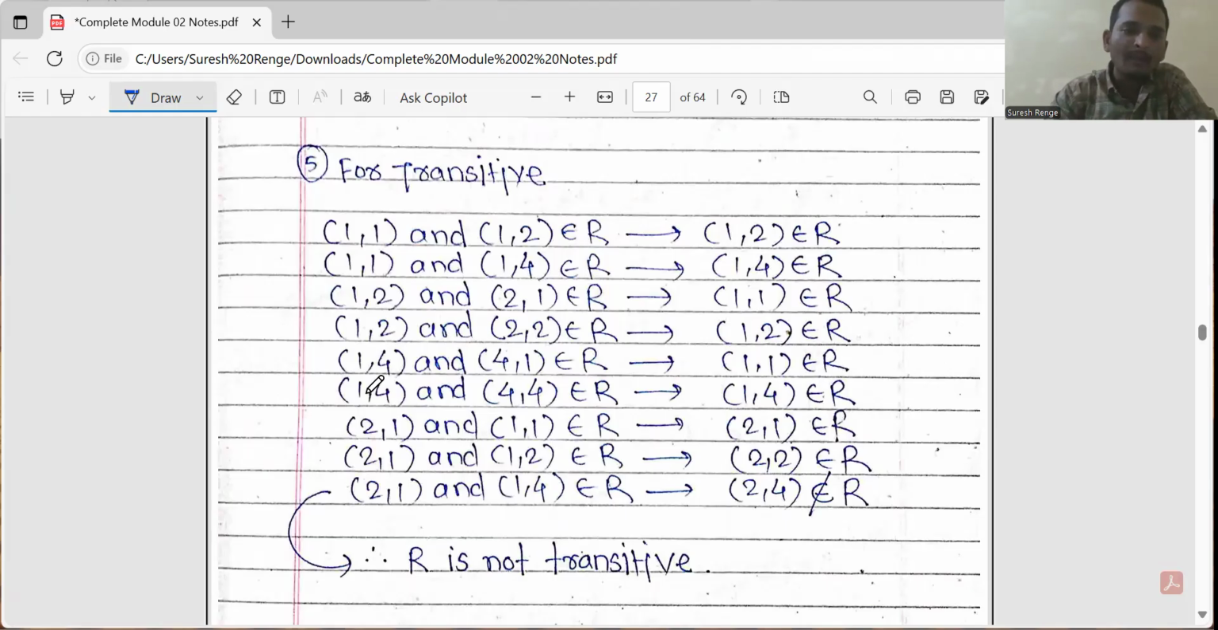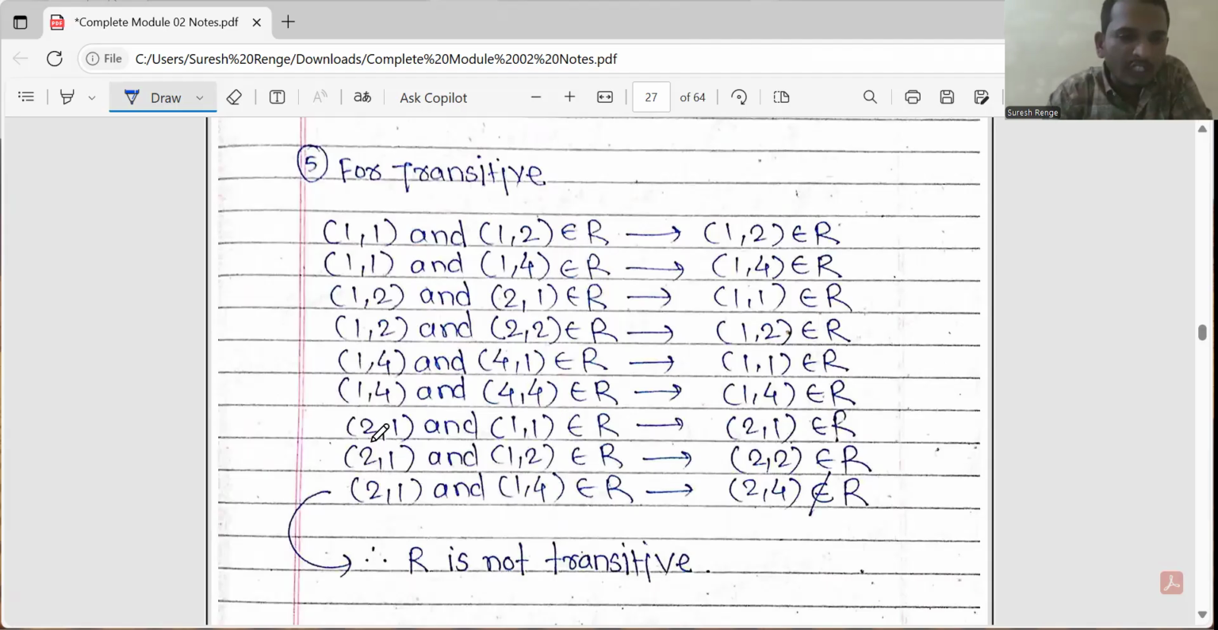Okay. The same applies here: (1,4) and (4,4) belong to your relation. It implies that (1,4) also belongs to your relation, by using the transitive property. A is related to B, B is related to C, then A is directly related to C. This is your result, which is also available in your relation.